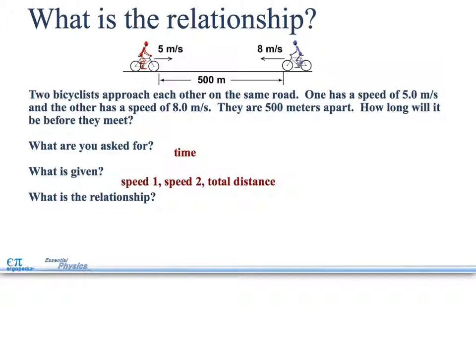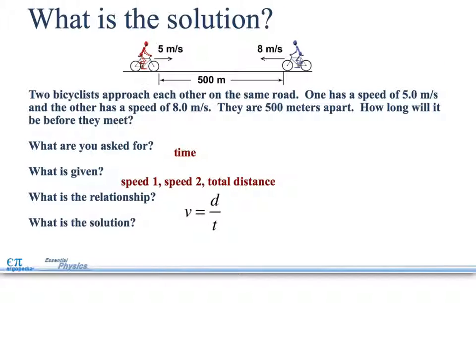Next, what is the relationship? What is the relationship between these? Well, we talked about this. The relationship is the speed is equal to the distance divided by time. And we were given 2 speeds and 1 distance between them. And then the solution will require more than one equation. So we're going to have to use the equation more than one time to solve this because just doing V equals D over T will not cut it.